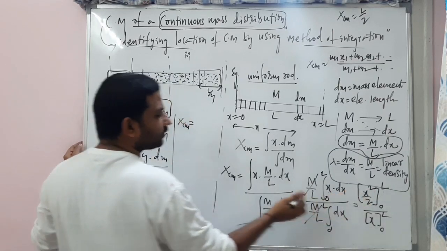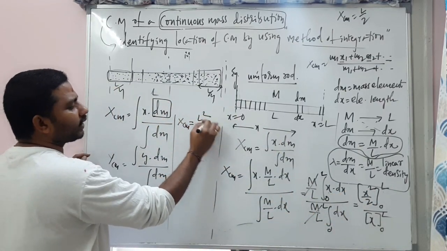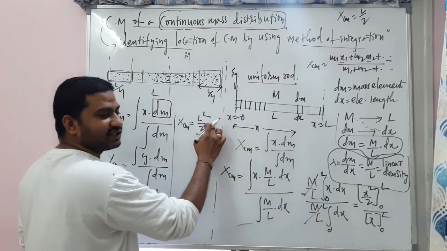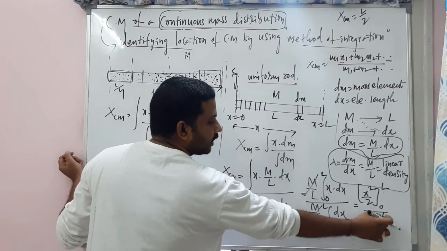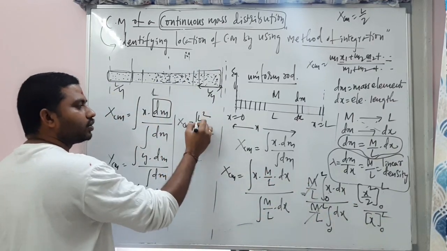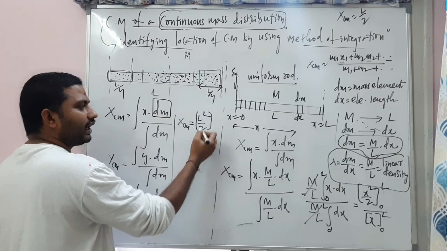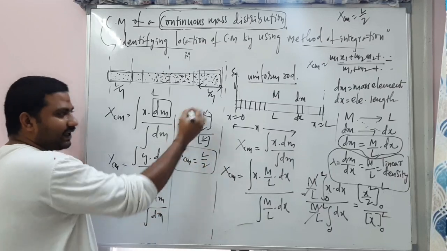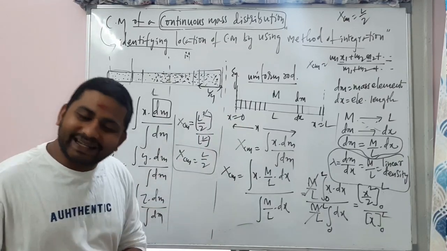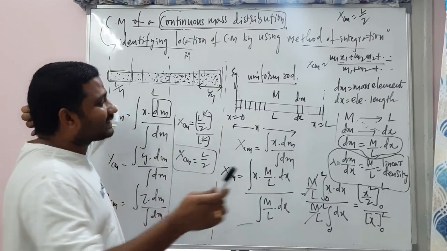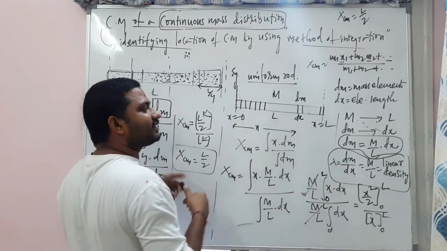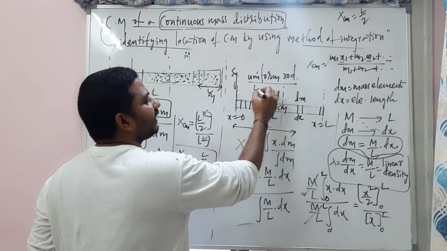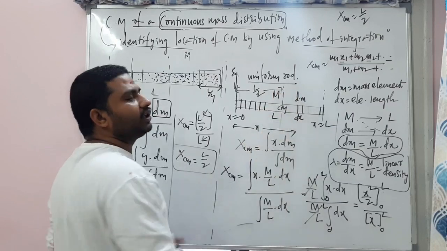xcm is equal to what? Upper limit you substitute: L square by 2, divided by lower limit 0, minus 0. Here in the denominator, upper limit you substitute, that is L. So L square by 2 by L, L cancels. So what is xcm here, my dear students, in case of a uniform rod? Your xcm value is at a distance L by 2 from the origin. Imagine this is the center of mass, L by 2 from the origin.